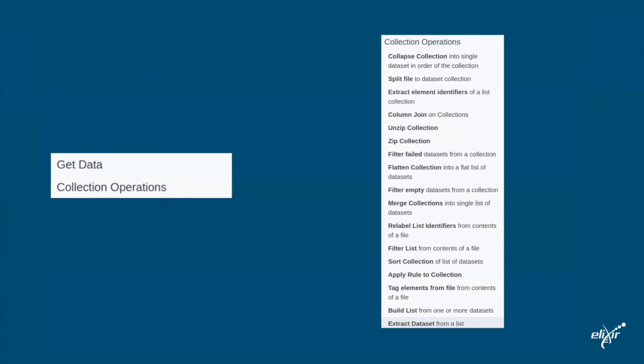Galaxy contains, so I just explained to you that there is a way to generate collections. And we also provide a number of tools for manipulating these collections. I'm not gonna talk about all of these tools today, but I'm gonna highlight some of the most powerful tools, because in this list, probably the two killer tools here are the column join and collapse collection. Their names maybe don't immediately suggest that they're very powerful, but they're very useful tools.